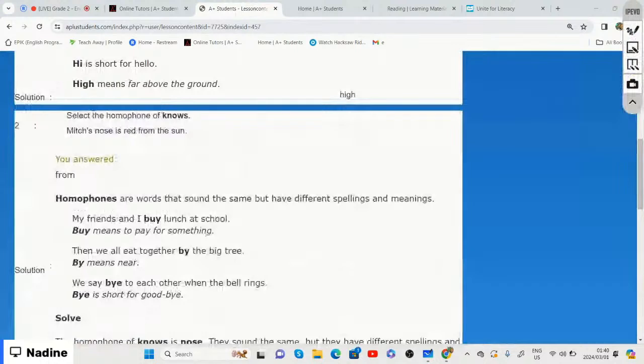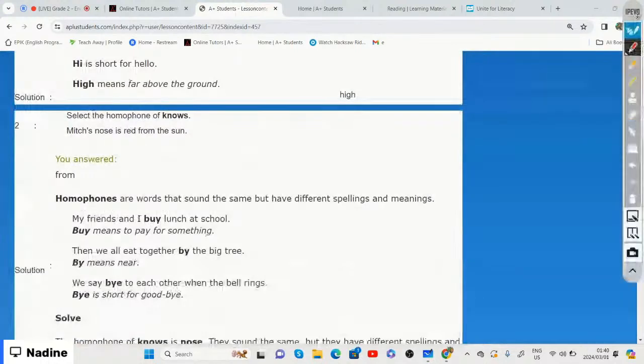All right, we need to select the homophone of nose. Like I know, like nose, right? Mitch's nose is red from the sun. So Mitch's nose is red from the sun. We need to choose a word in the sentence to match the word nose. Let's say a homophone that sounds the same as the word nose, but the spelling as well as the meaning of the words are different. Nose.